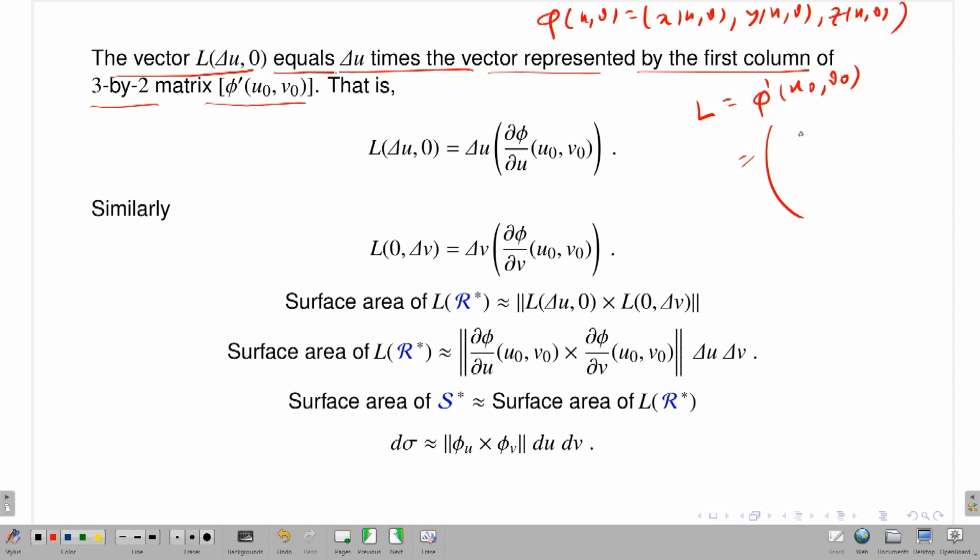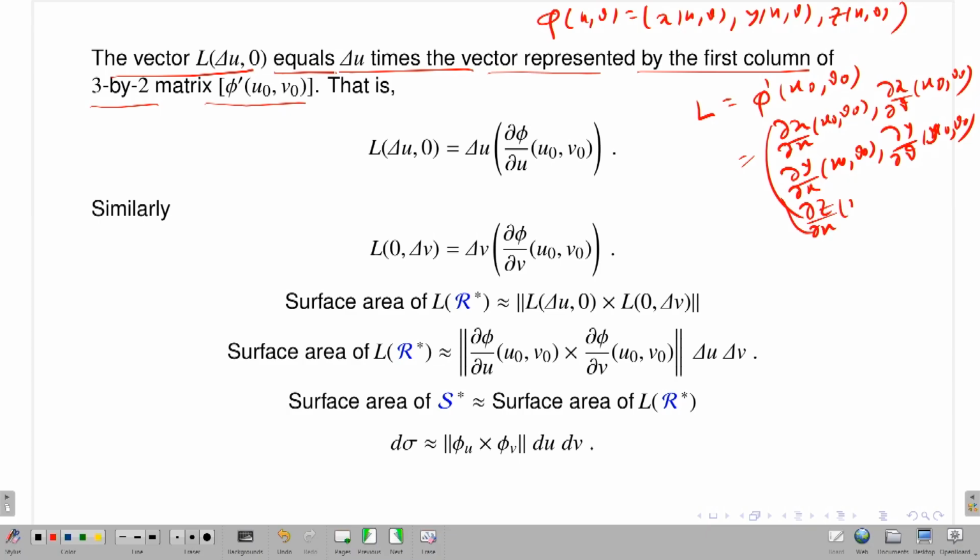So what is the derivative? You can just write it. ∂x/∂u at the point (u₀, v₀), ∂x/∂v at the point (u₀, v₀). That is the first row. Then you have ∂y/∂u at (u₀, v₀), ∂y/∂v at (u₀, v₀). And finally you have ∂z/∂u at (u₀, v₀), ∂z/∂v at (u₀, v₀). So this is the 3×2 matrix.